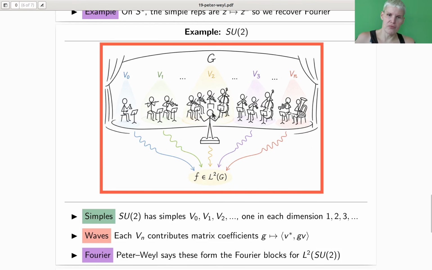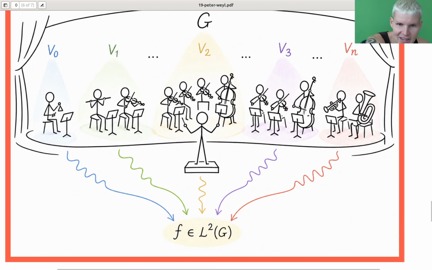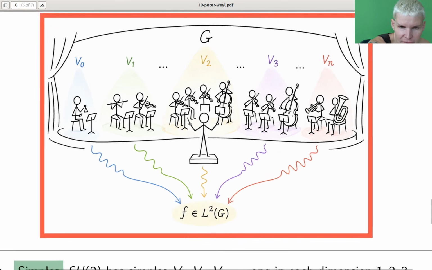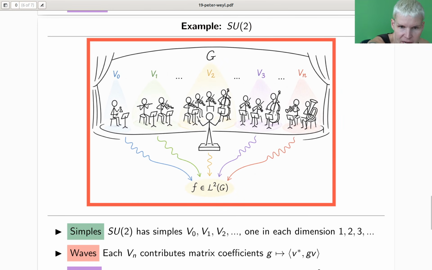So let's go through a slightly bigger example, SU2. So essentially, I think about it like this. SU2, here my little group, has representations indexed by the natural numbers. So it doesn't stop at n, it goes on. So 1, 2, 3, whatever. And they all kind of play together. So they're the fundamental frequencies, if you want, of any function on the group. So these are then the Fourier modes of SU2. And I have infinitely many of them indexed by the natural numbers.